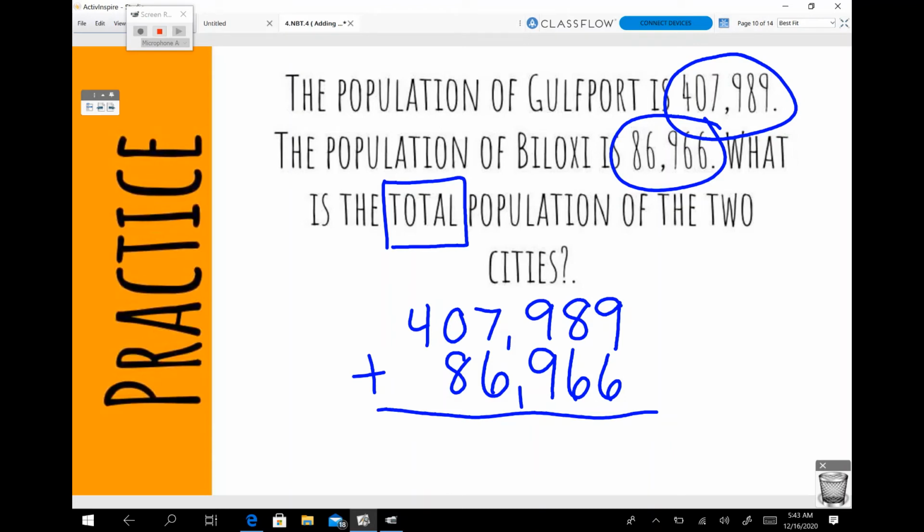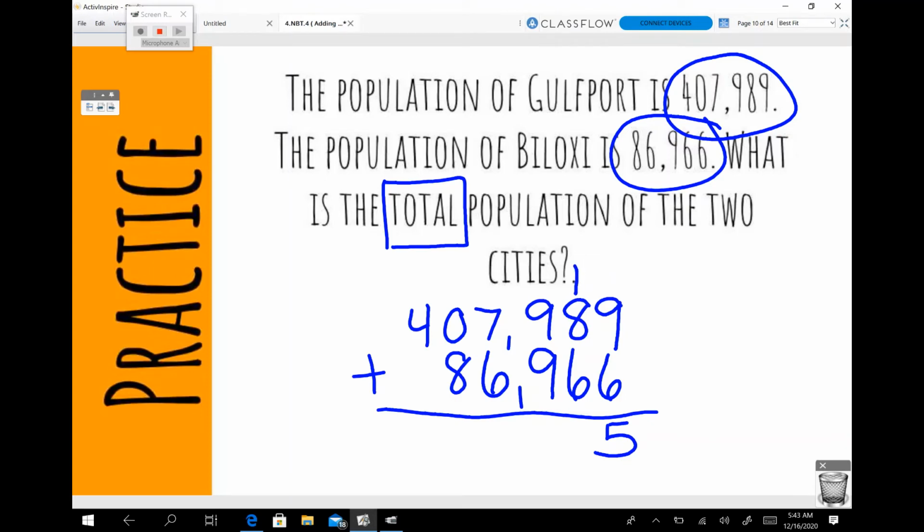Okay, we're going to go ahead and start with our ones column. I have a 9 ones plus 6, which gives me 15. So we're going to solve this the standard way. We're going to put our 5 ones down and we're going to carry our 10.